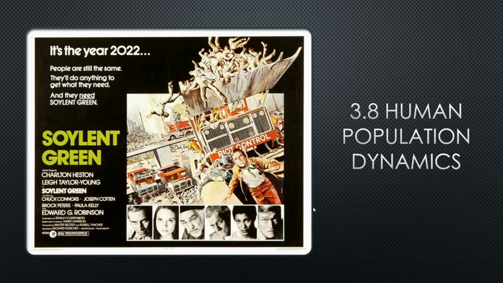This is Unit 3.8, Human Population Dynamics. And if you haven't seen or read Soylent Green, then you know that it has a lot to do with food availability. It's kind of funny that it's set in the year 2022, right? We're not having the food problems that they describe in this movie, but yeah, this is an iconic movie, has Charlton Heston, and the big mystery is, what is Soylent Green made out of?